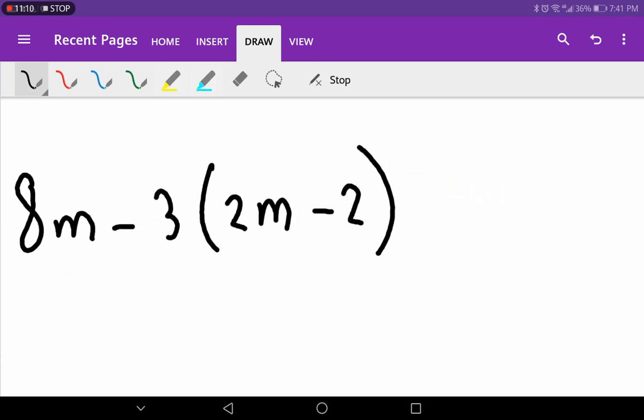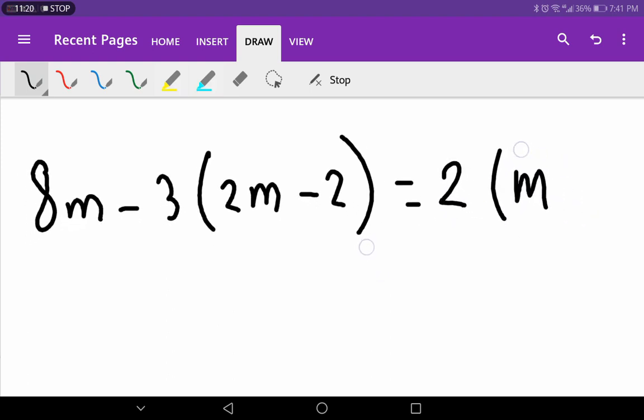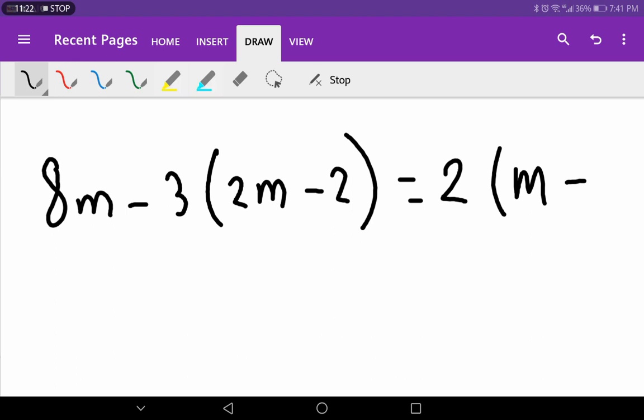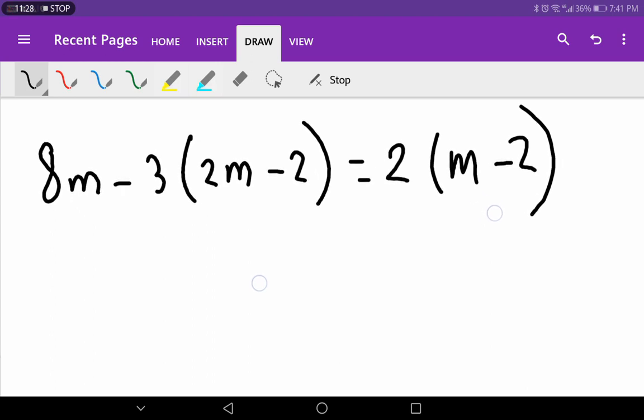This is the left side. What about the right side? Equal 5 or 2 multiplied by m negative 2. Oh my god, it's very long, yes? But step by step we will reach, yes? Are you ready? What is the first step?